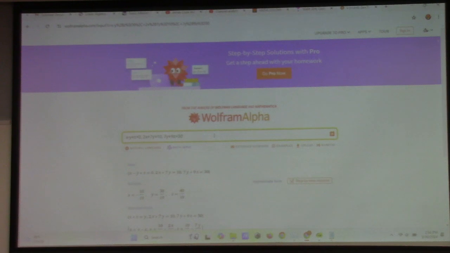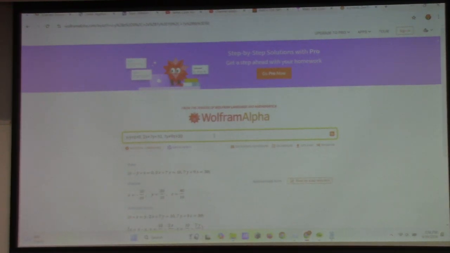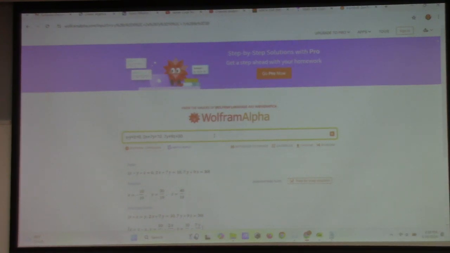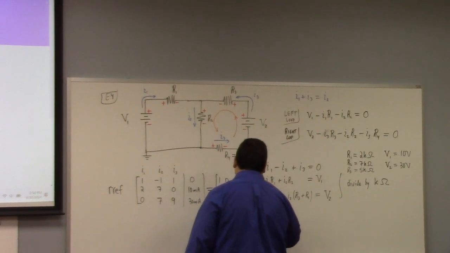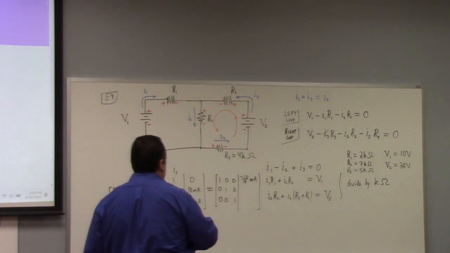All right, so apparently the solutions, and so if you have your MATLAB, you can use the reduced row echelon form or appropriate matrix reducer command, and we get negative 10/19 milliamps and 30/19 milliamps.